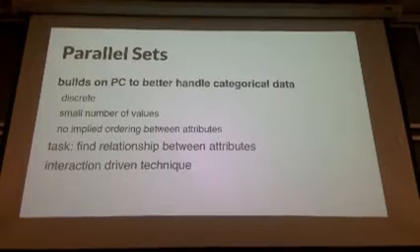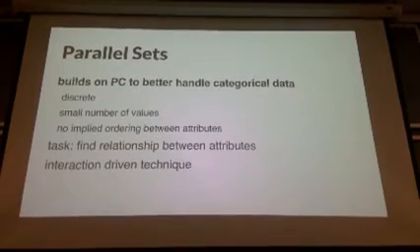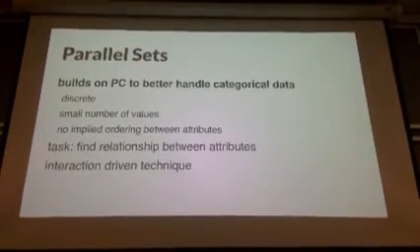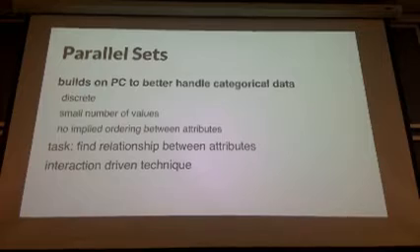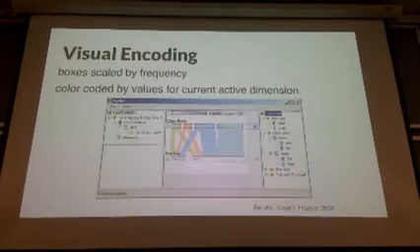And in categorical data, I have discrete data, a small number of values, and no implied ordering between attributes. So the task here would be to find relationships between attributes, and parallel sets are also an interaction-driven technique. The data set that we see here is this familiar Titanic data set that we've seen.